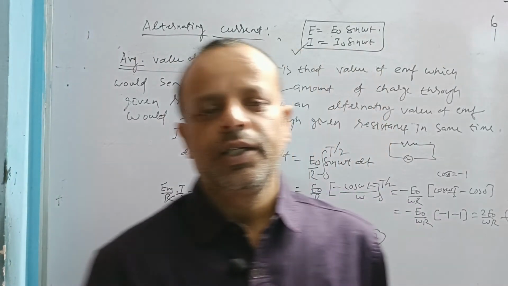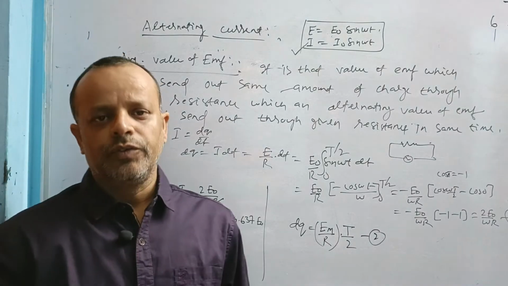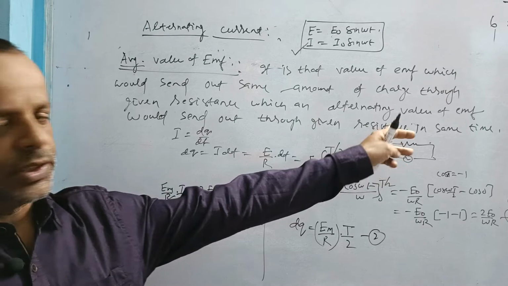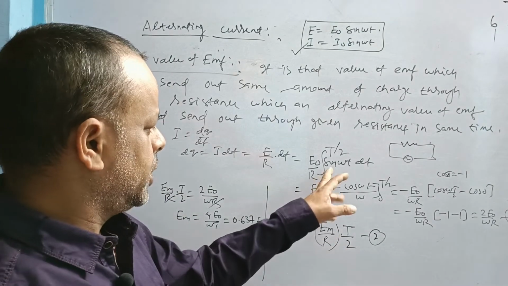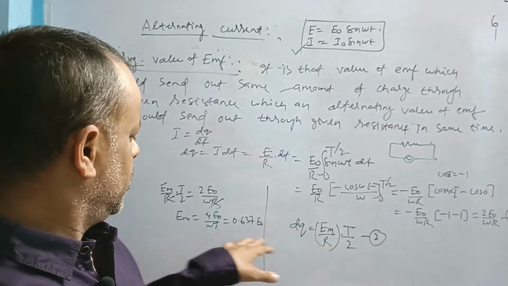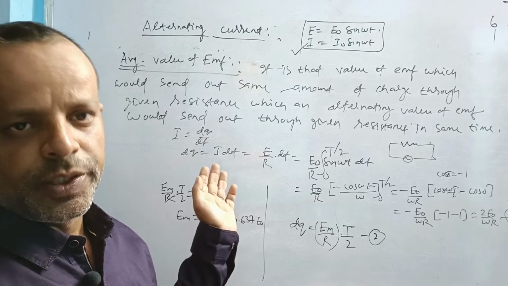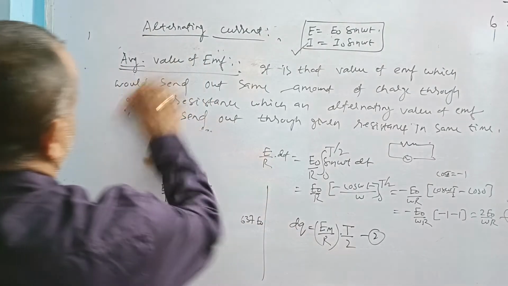These are the average value of the current and the average value of the EMF which has passed through a given resistance in the same time. Again, suppose we go from T by 2 to T, we get the result as minus 0.637, and if we calculate for the whole time period, it will again be 0.